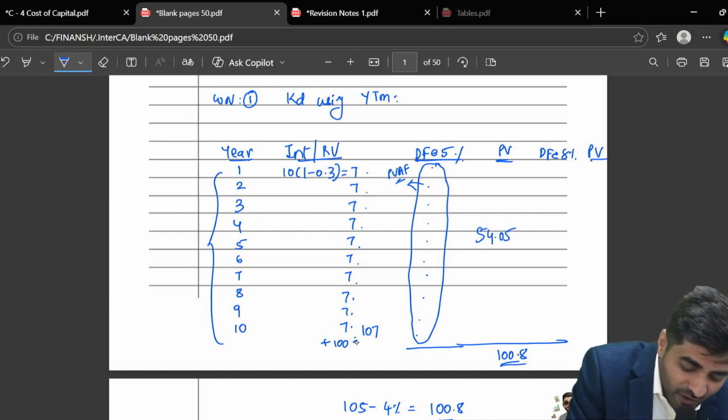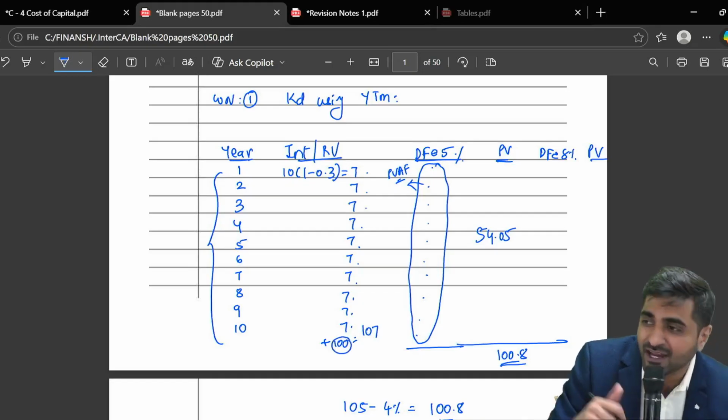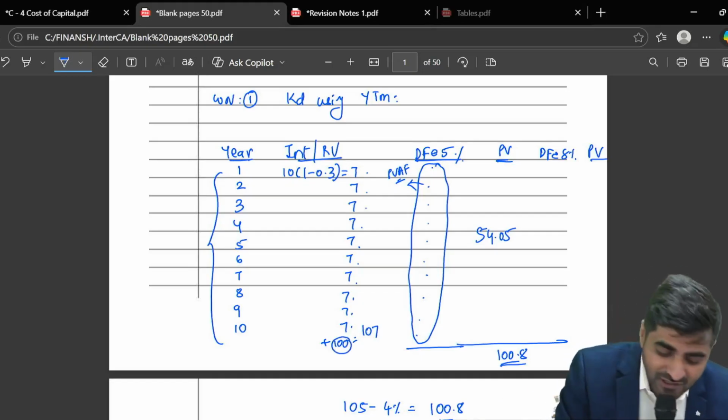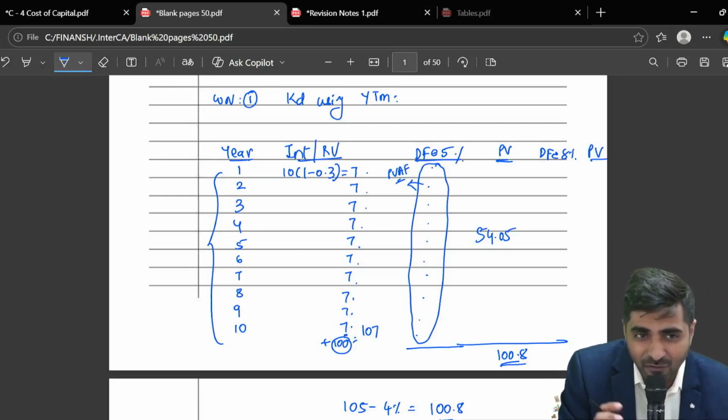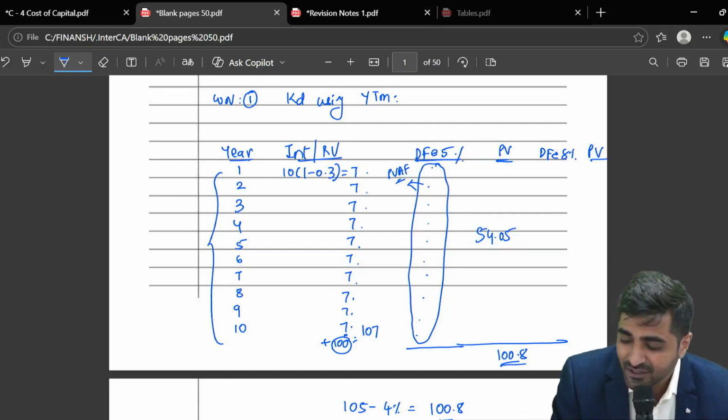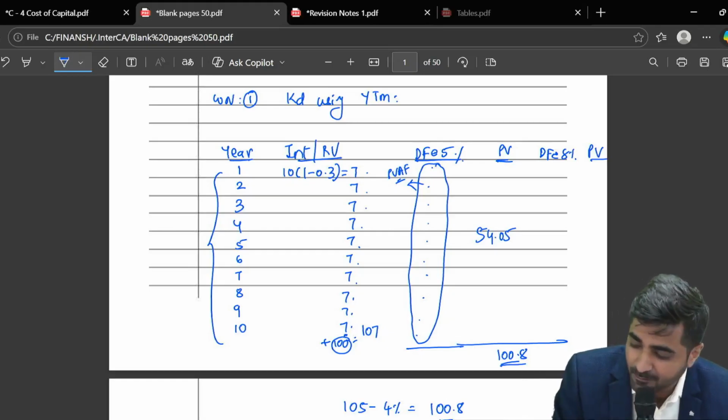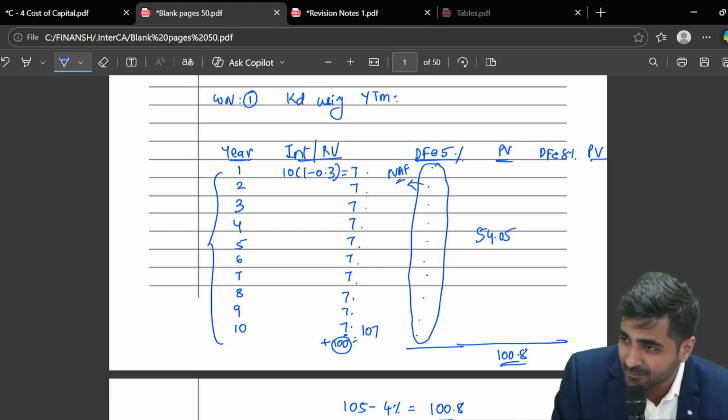Now calculate the present value of this 100 rupees which you are receiving at the end of the 10th year, because I have already considered the interest of 7 rupees. So what is remaining is 100 rupees which you are getting at the end of the 10th year. Now whatever you got, 54.05, put that in M plus.